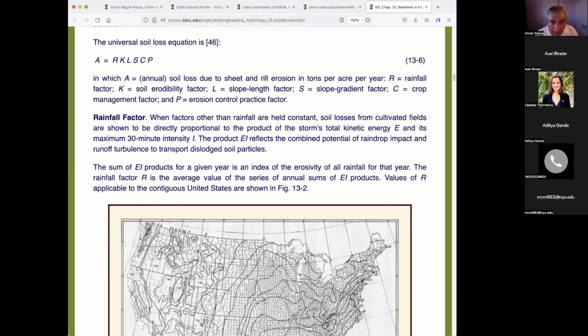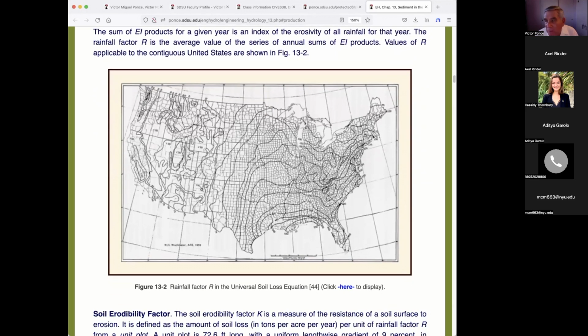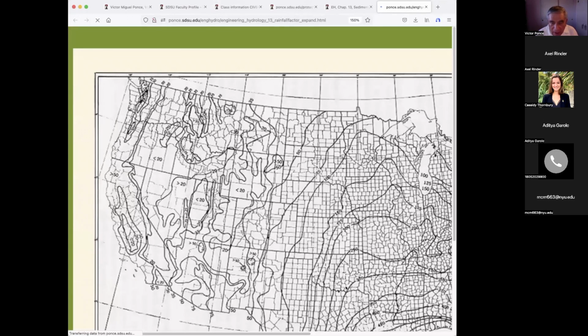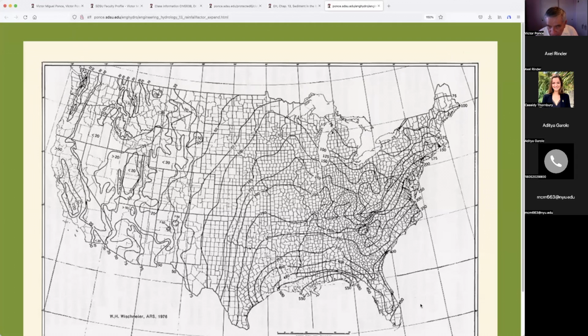So the rainfall factors, they consider to be the product of EI, where E is the energy and I is the maximum 30-minute intensity, and Wischmeier and Smith came up with this map of the United States. Now, I'm going to click here to display the map and show it to you so that we can get a feel of some of the numbers of the R factor. For instance, here in Florida, we have 450. The R factor is 450.